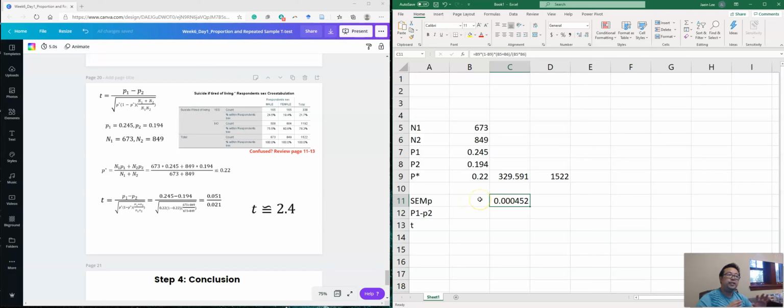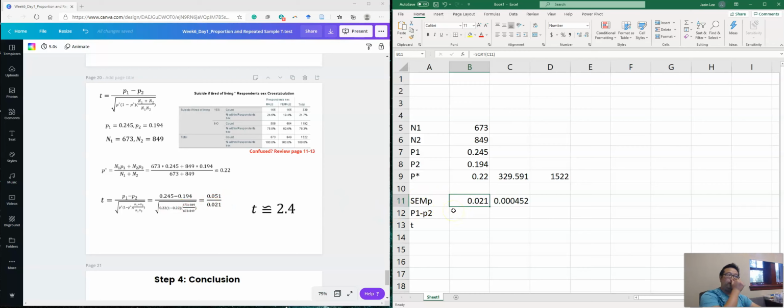So we get 0.0000452. As I said, this is before doing the square root, so it will be equal to SQRT, which is the square root. Again, if you want to decrease the decimal places, you can go here.